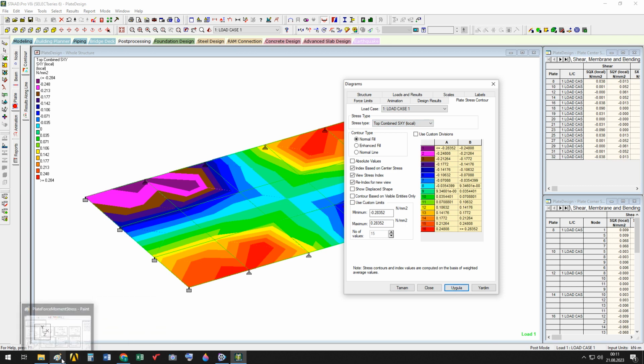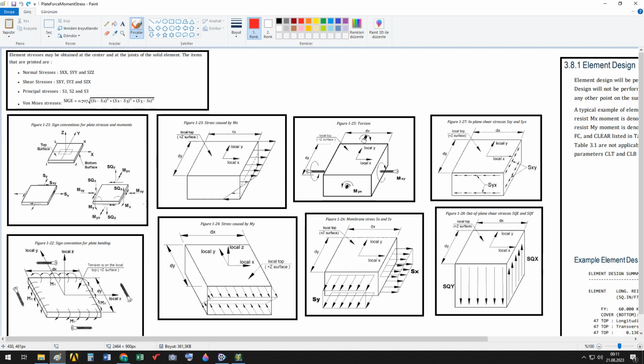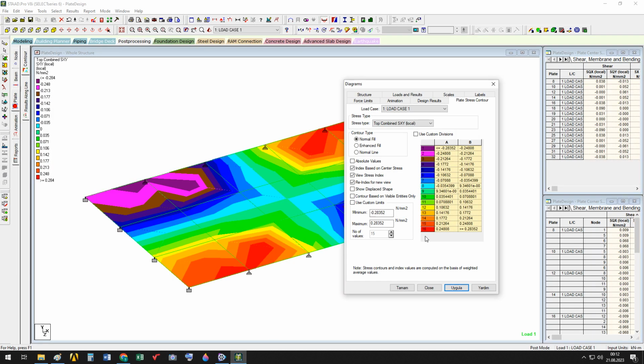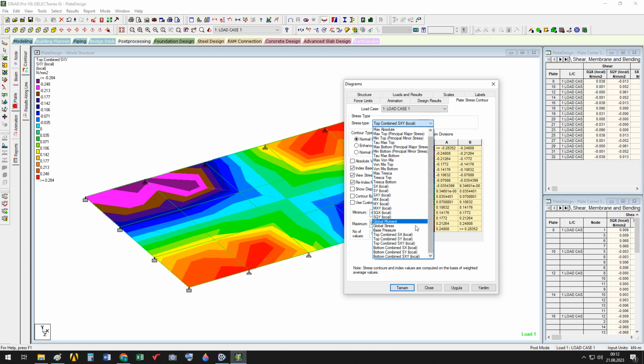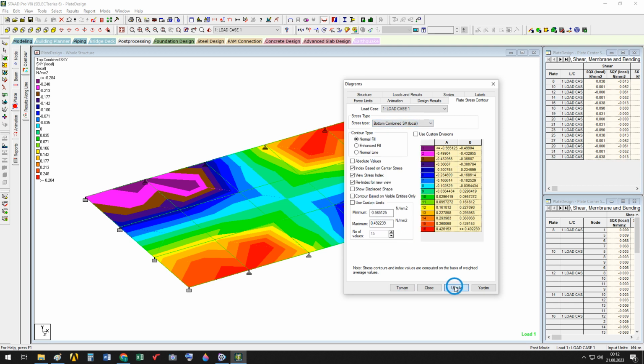XY stresses develop because of torsion and because of in-plane shear, because of that and because of that. Now at the bottom.